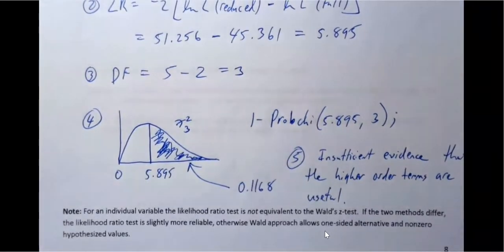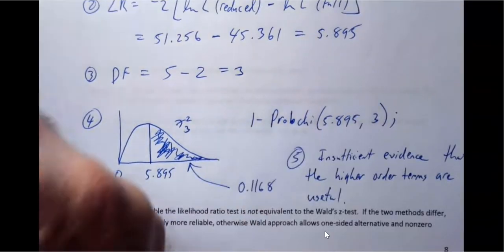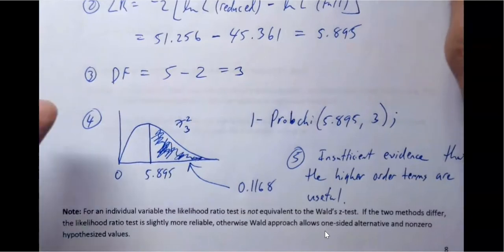And I just have a note down here. If you remember, in a multiple linear regression test for testing individual terms, one term at a time, the F-test would be equivalent to the t-test. That's not the same in logistic regression. So that's how you do a likelihood ratio test.